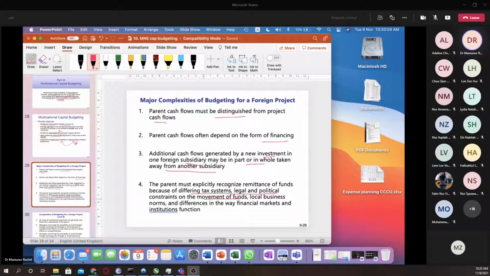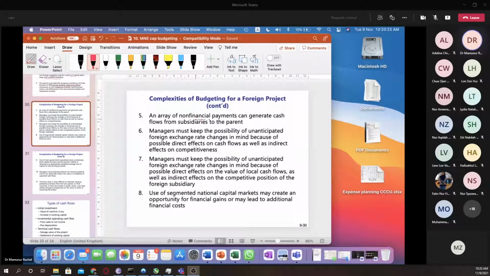Because if you are working in 50 countries, and those 50 countries have 30 different currencies, 20 different political systems, 10 different tax management systems, and 5 different legal systems, that is going to create a lot of differences and problems for multinational company financial managers.